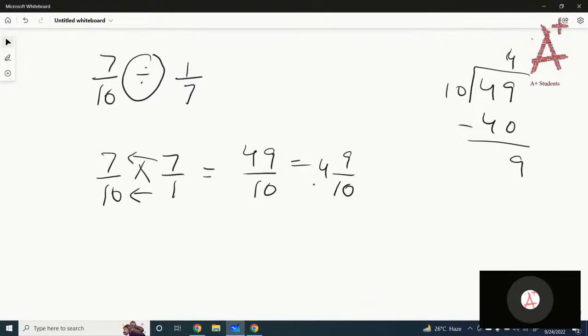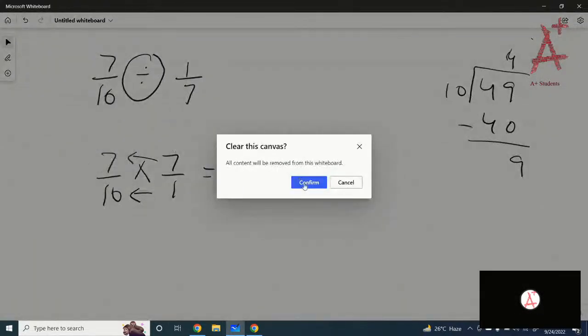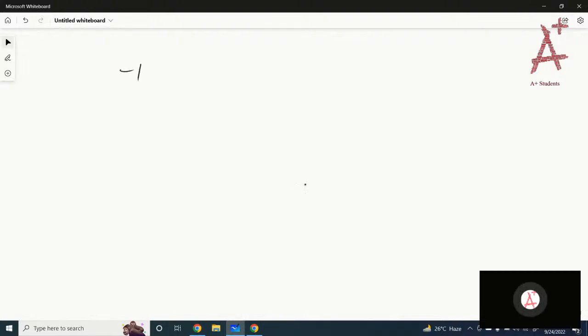Okay, the next question is negative 1 by 8 divided by negative 1 by 7. So do you know the answer? Yes, it is 7 by 8. See how? Negative 1 by 8, replace that division sign with the multiplication one by taking the reciprocal of this term. So the reciprocal is negative 7 over 1.